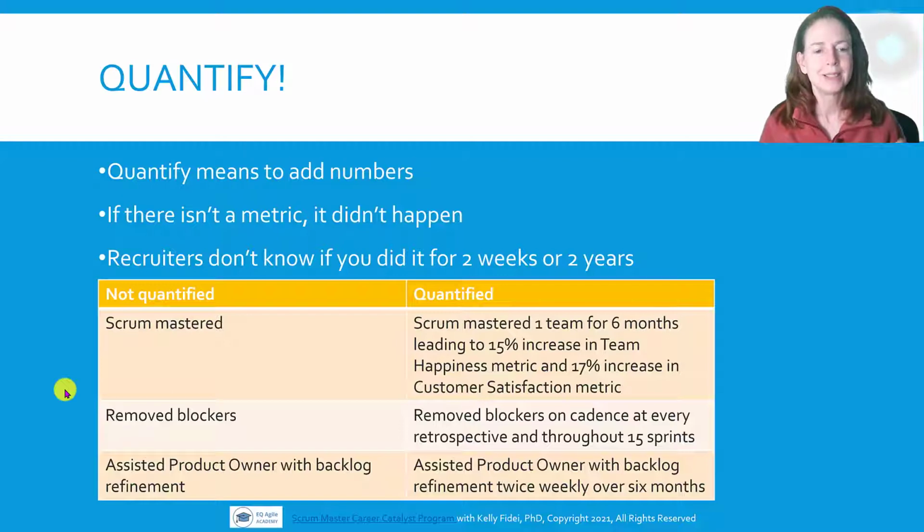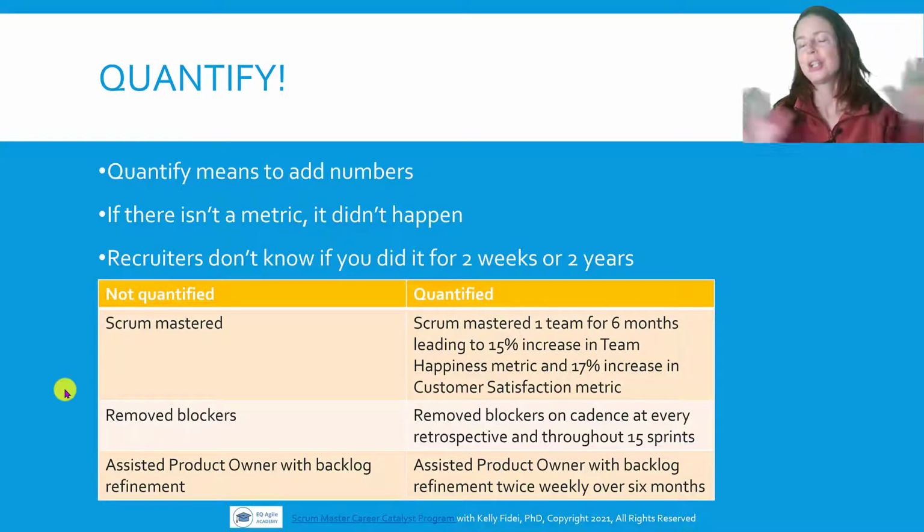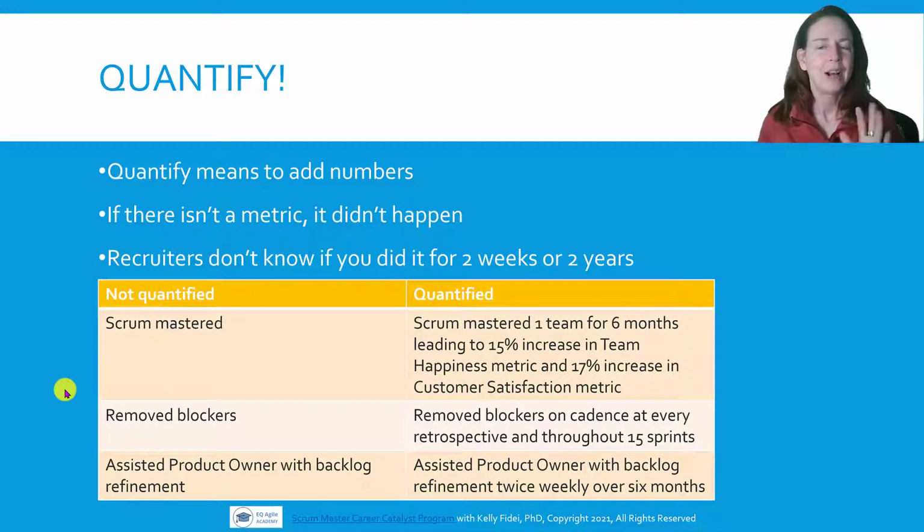Last example, assisted product owner with backlog refinement. Okay, that's fine as far as it goes, but you could have done it once in 5 years, which doesn't really count. Let's make it better, more quantified. Assisted product owner with backlog refinement twice weekly over 6 months. Huge difference. Now, I used to think, well, they know that. Well, no, they don't. They can't read your mind.